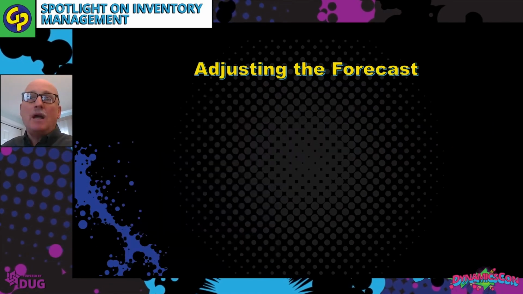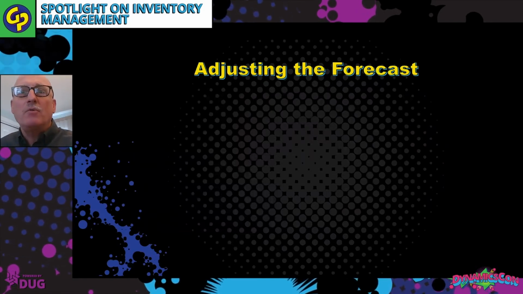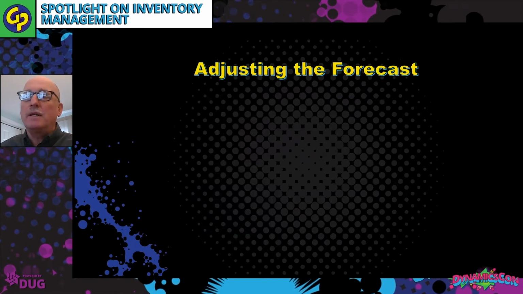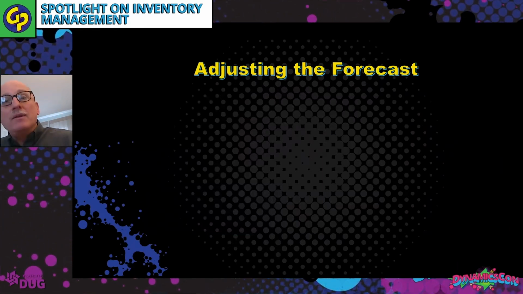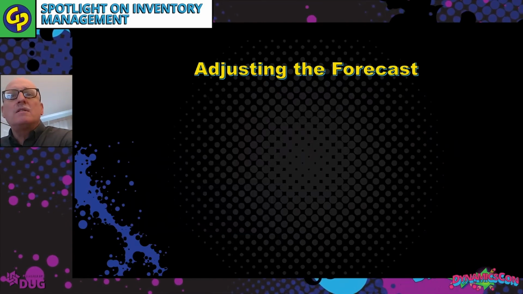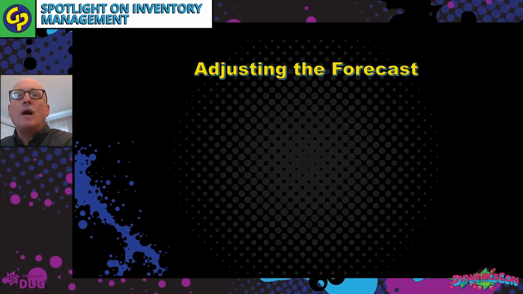But there are going to be times when you look at the forecast and you say, well, we really need to adjust the forecast. It's not what we expected it to be. So I'm going to walk you through an example of how we can adjust that manually. And then we want the system in certain cases to automatically change the forecast. And let me show you why.